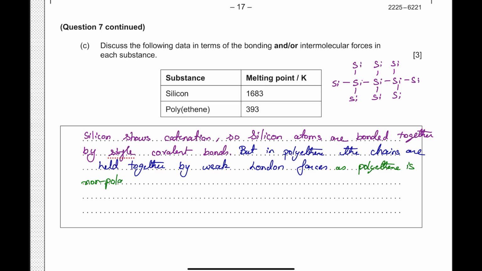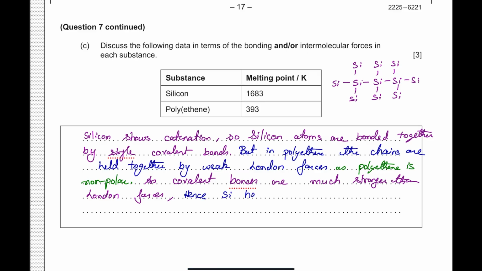Now, as covalent bonds are much stronger than London forces, hence silicon has a higher melting point compared to polyethene. Done. That's all about this part C.